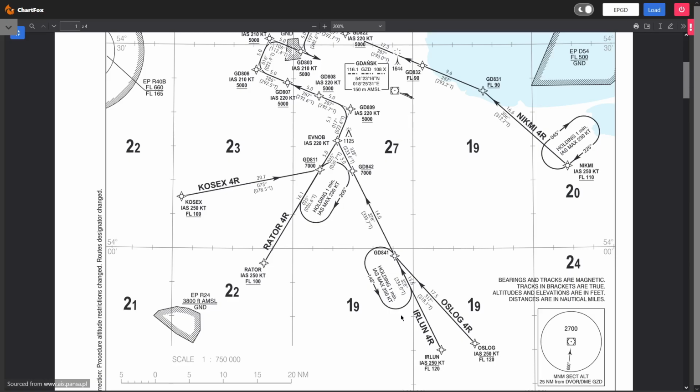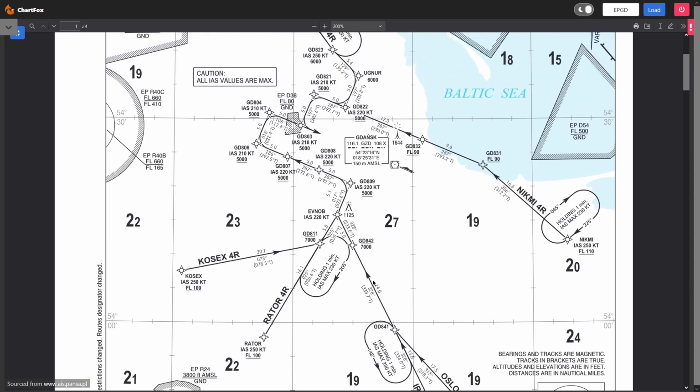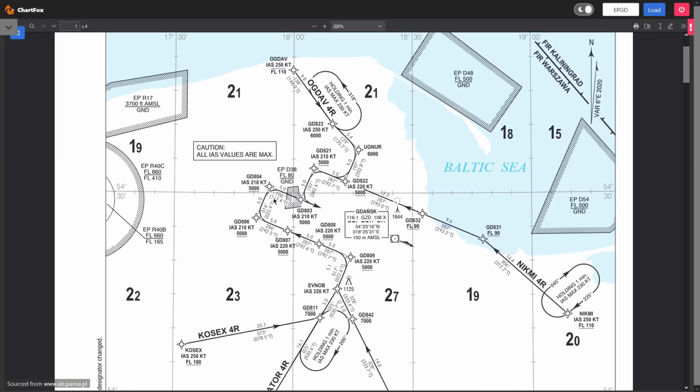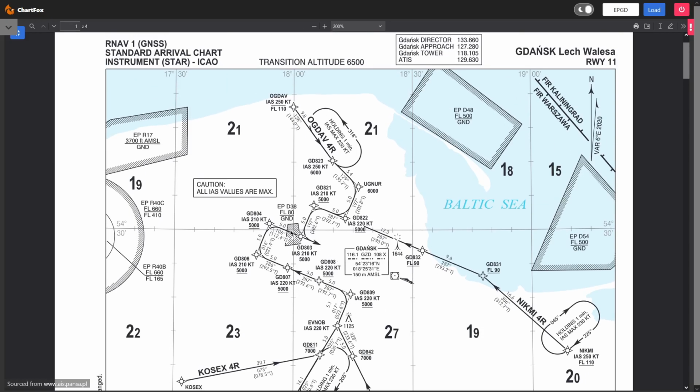What are those weird things? Those are holding patterns. If Tower says that you get a holding point, then you can enable the holding in your MCDU, FMC, and then you have to reduce your speed to 230 knots, and then you can continue if Tower gives you permission to. Now you can descend to 7,000, Golf Delta 842, and now we'll go via this point, 220 knots, and we get a descent to 5,000 feet, Golf Delta 809, and just follow the pattern like that. So this one is actually quite simple.